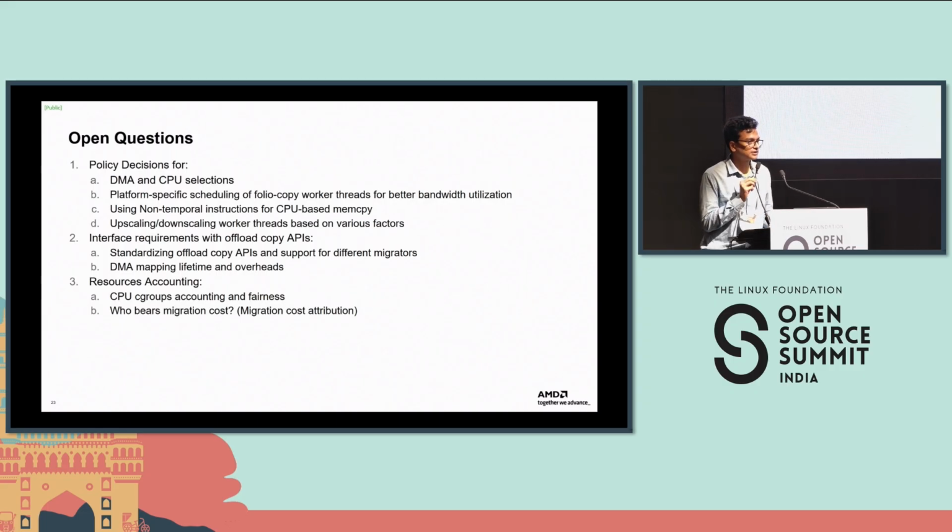CCD and CCX, so we need to efficiently schedule across those. And then, do we need non-temporal instructions for CPU-based mem copies? And how do we upscale or downscale worker threads depending on various factors like system usage and all? Then we have to standardize offload copy APIs, and think about how to amortize DMA cost. And then resource accounting: who will bear the migration cost, and is it fair?